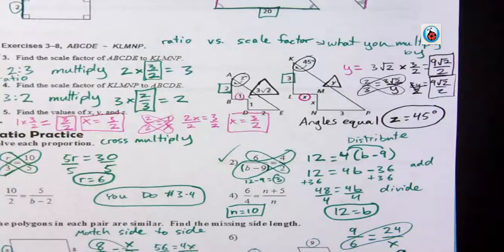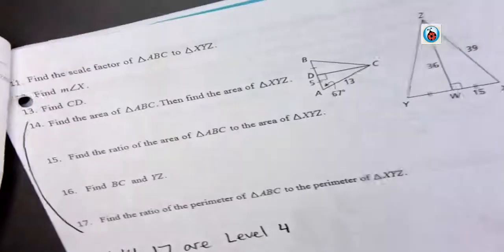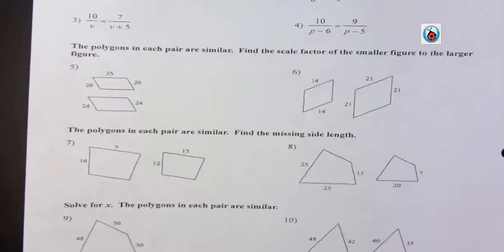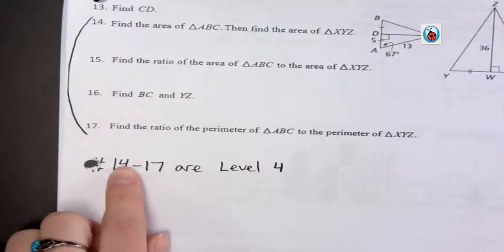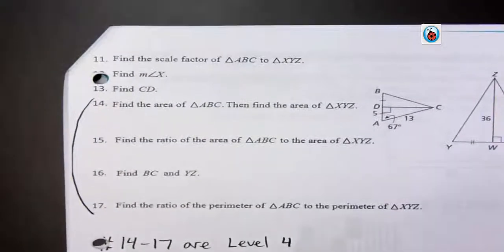Okay. That is the end of this video. So now you flip on over and do your assignment. If you are not in an advanced class, numbers 14 through 17 are level 4, so you can stop at question 13 unless you want to practice those for the extra credit on the test.